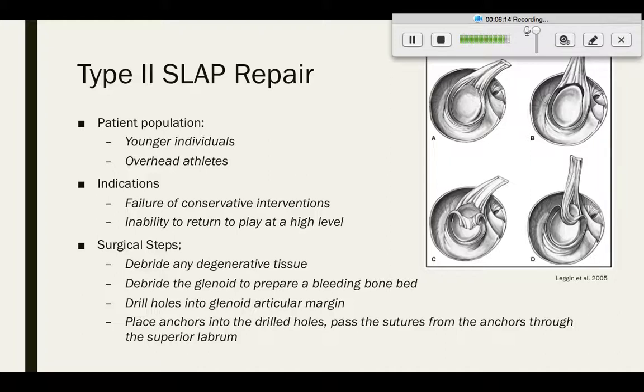Even following that, if an athlete is unable to return to competition at a high level, this can serve as an indication for surgery as well. The steps to the surgery include debriding any degenerative tissue, debriding the glenoid to prepare a bleeding bone bed to bring blood flow to the area to promote healing. They'll drill holes into the glenoid articular margin. They'll place anchors into those holes and then pass sutures from the anchors through the labrum to essentially pull it back down to the glenoid rim to stabilize it.